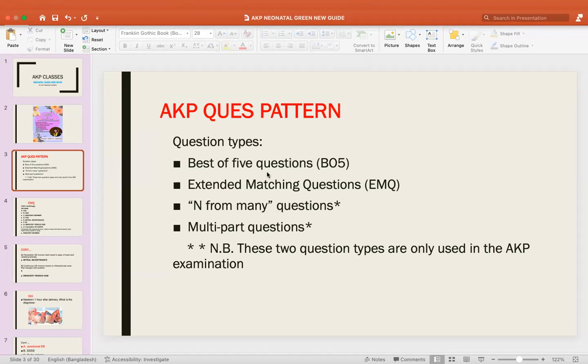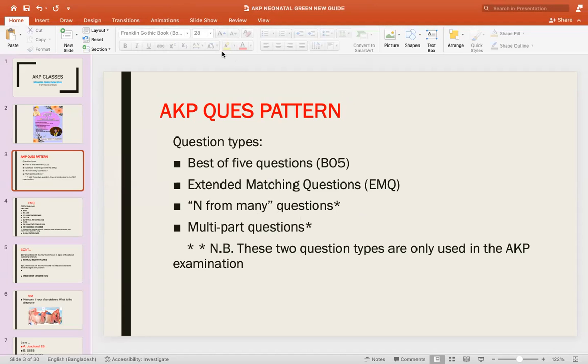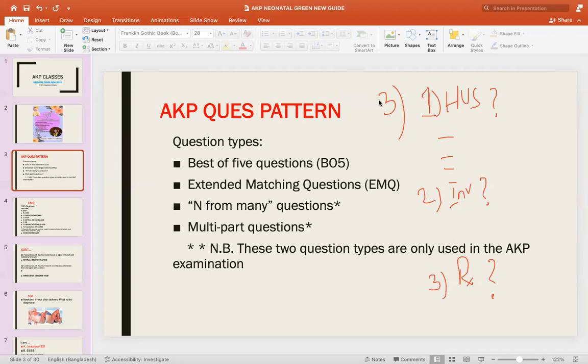Okay. Now there is another type of question in AKP that is called multi-part question. What does it mean? Multi-part question means there will be question number 3, stem 1, stem 2, and stem 3. What do you mean by stem? Stem 1 means they will ask you diagnosis of HUS, hemolytic uremic syndrome. They will ask you what is the investigation of HUS. Okay. Number 3, they will ask you what is the treatment of HUS. So this is one question, 3.